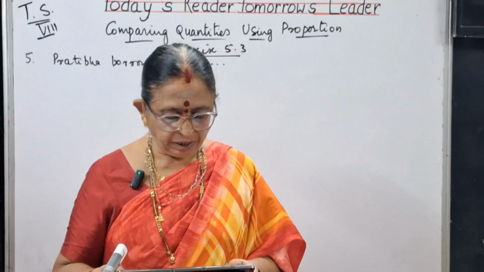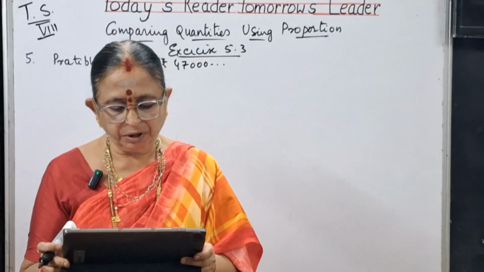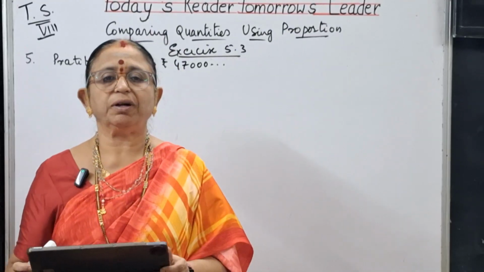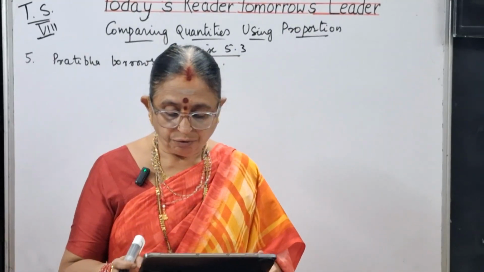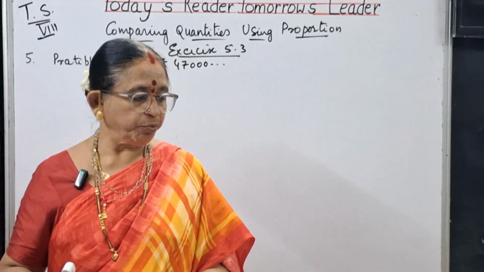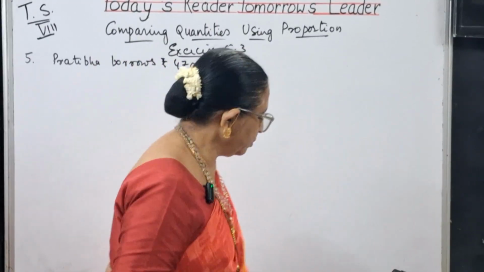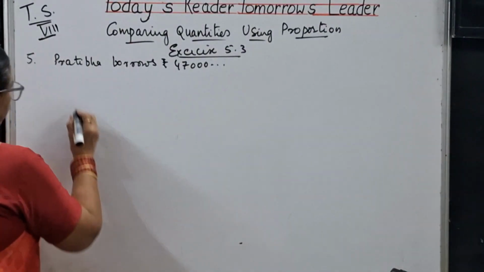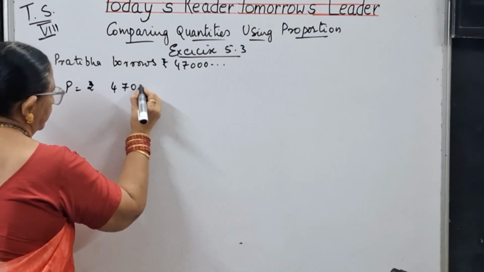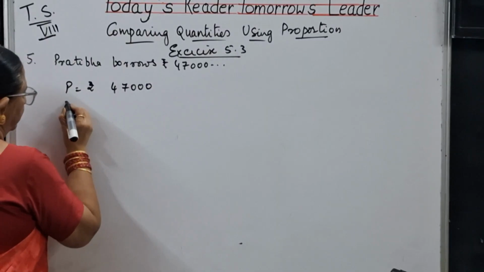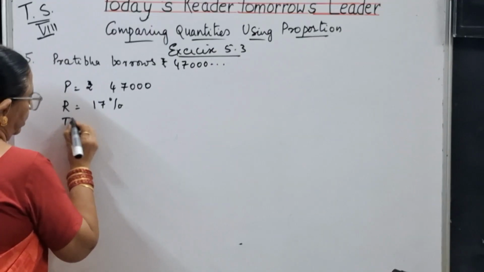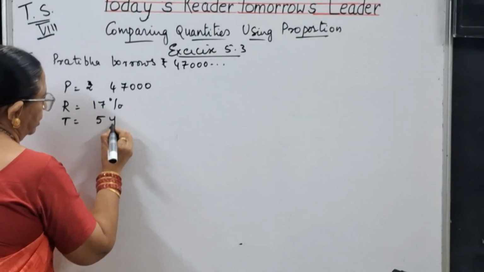Find first a bit how much amount Pratibha should repay to the finance company at the end of 5 years. What is the amount she has to pay after 5 years? And second bit, her equal monthly repayments, how much she has to pay monthly. So here it is on simple interest. So principal is given as rupees 47,000 and rate is 17% and the time is 5 years.